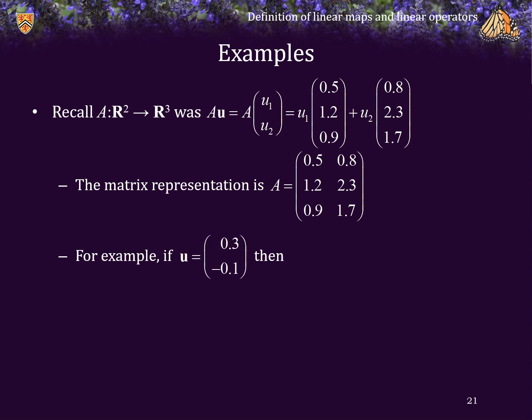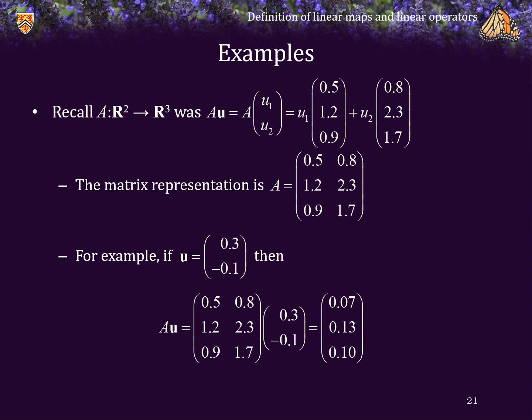Consequently, if you had a vector u in the domain, so in this case (0.3, negative 0.1), then to find the image, we would calculate the matrix A times the vector u. Now, it doesn't matter whether you think of this as 0.3 times the first column minus 0.1 times the second column, or if you were to calculate each of the entries of the image separately.